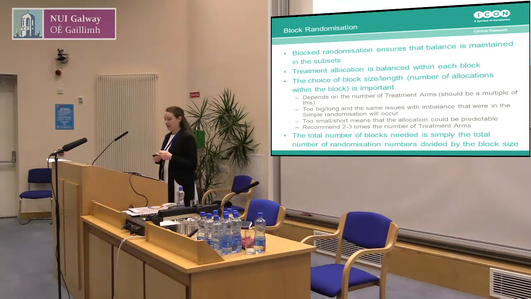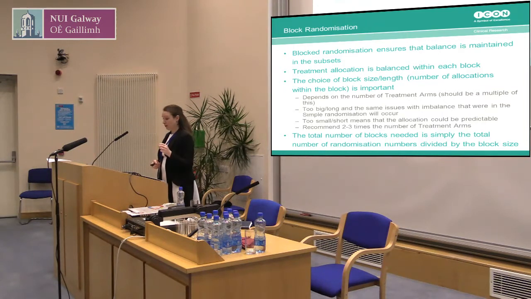Well, firstly, how you choose it depends on the number of treatment arms you have. Generally, a multiple of the number of treatment arms is a good number to be the block size. But if it's too big or too long, you end up with really large blocks and the same problem as you had with simple randomisation, that a subset of that block could be unbalanced. And of course, if you have slow enrolment and not every block gets filled, you could have an issue overall in the trial.